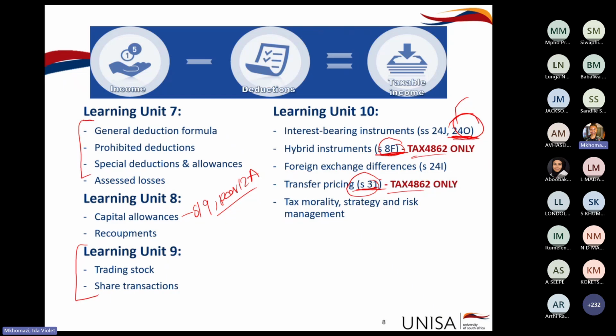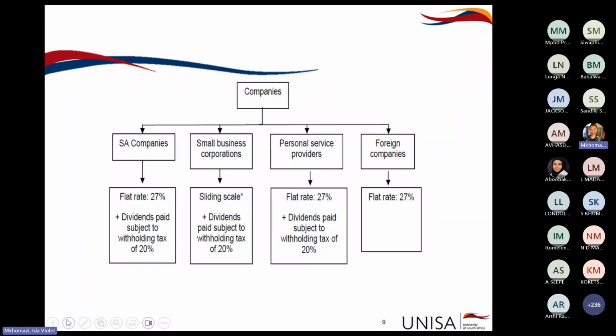Then for your text strategy and risk management, this one you will find in chapter 34 of your Silk. And here I just wanted to highlight that for text 4861 students, you only need to read the chapter. But if you are a CTA2 student, then you need to study it because it may be examinable. Okay, just looking for my cursor to go to the next slide. Right.